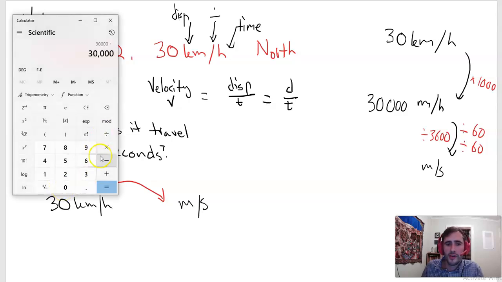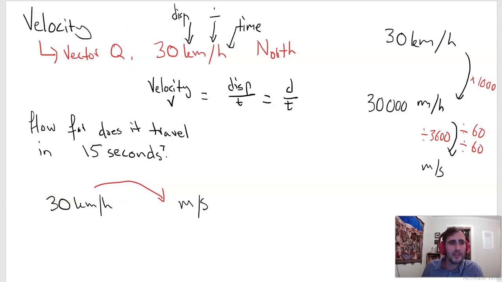30,000 divided by 60. I'll do it the short way. Divided by 60. And we've got a distance of 8.3 meters per second, which is pretty fast still. You can still do a lot of damage with that. Like that's far faster than someone who's walking.